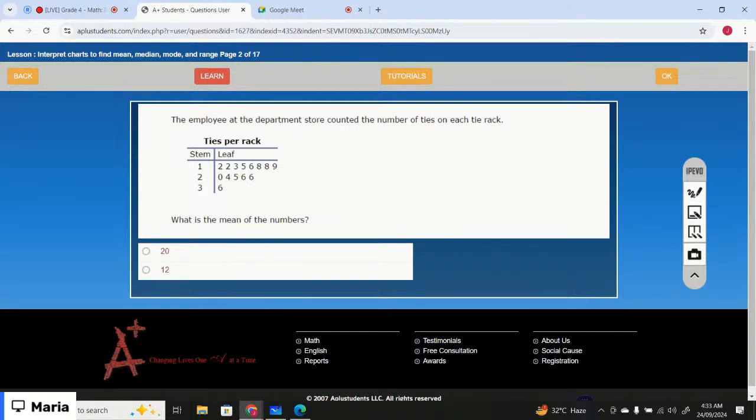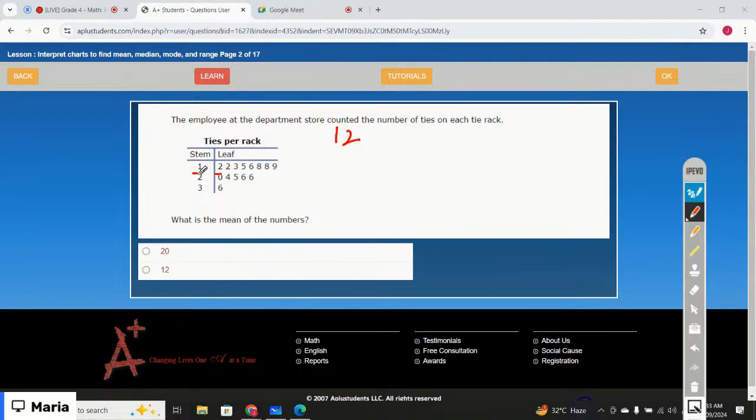The employees at the department store counted the number of ties on each tie rack. What is the mean of the numbers? You need to calculate the mean. So you need to join stem and leaf, right? One is stem, two is leaf. They make 12. One is stem, two is leaf. That makes again 12. Then 13, then 15, 16, 18, 18, and 19.